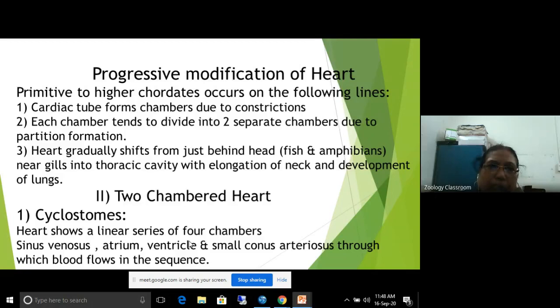Then two-chambered heart. Only in amphioxus or cephalochordate, there is a single-chambered heart. And in cyclostomes, for example petromyzon and myxine, there is a two-chambered heart. Cyclo means circular, stoma means mouth. In myxine and petromyzon, the heart shows a linear series of four chambers: sinus venosus, atrium or auricle, ventricle, and small conus arteriosus, through which blood flows in sequence.